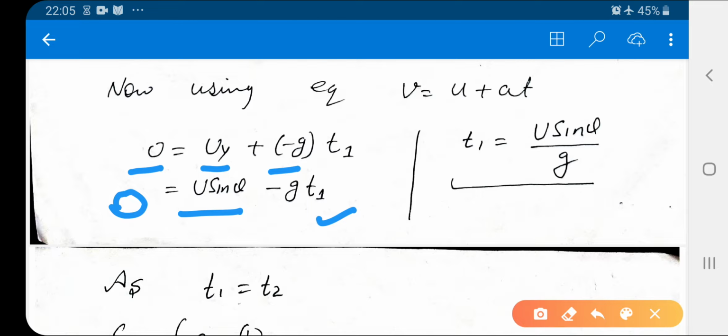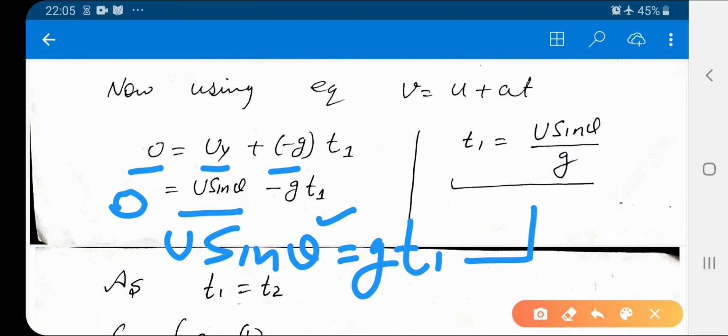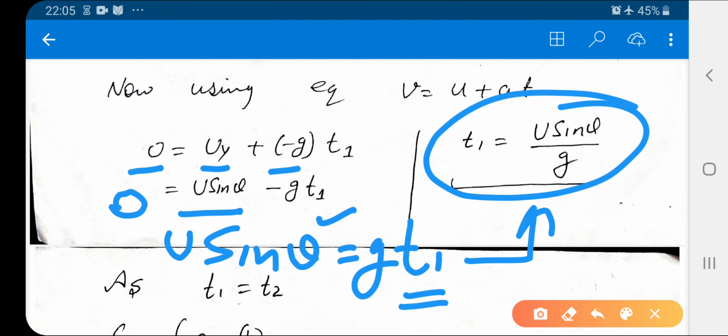So from here we simply write u sin theta is equal to g t1, and this gave us t1 equal to u sin theta over g. So that is the time of ascent here.